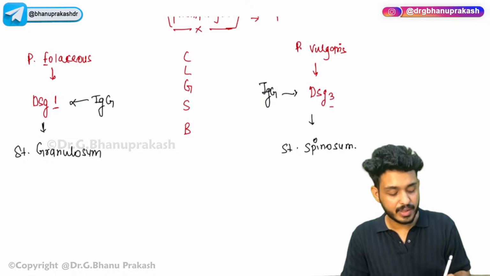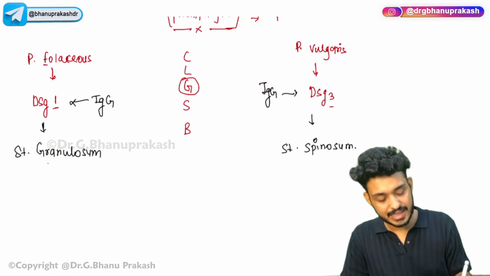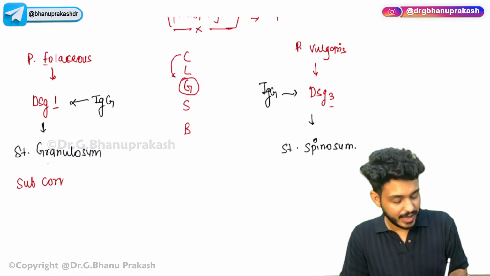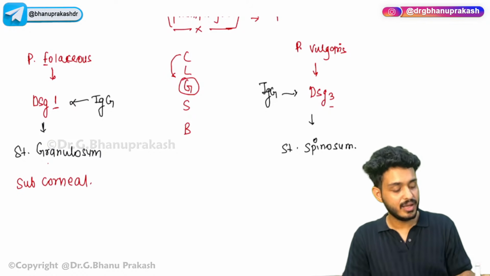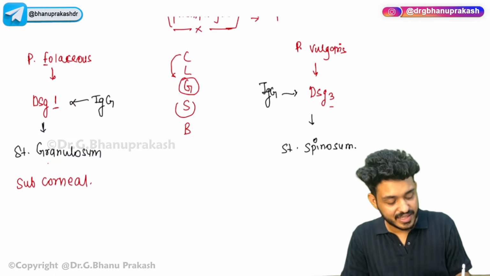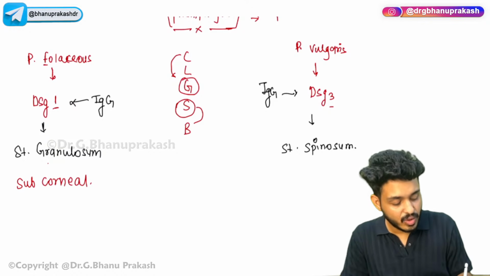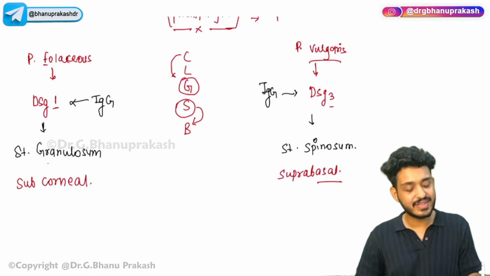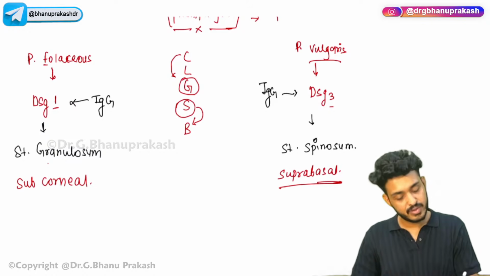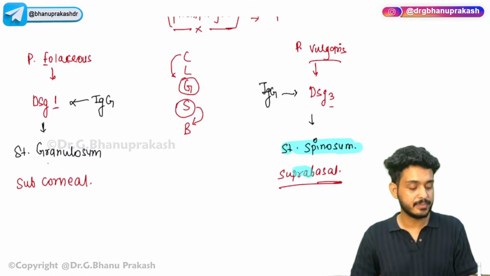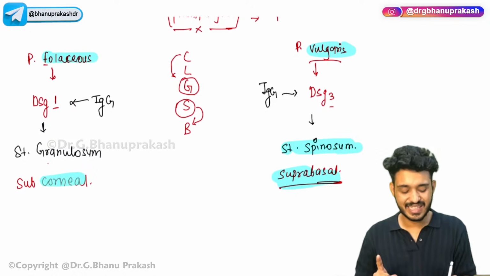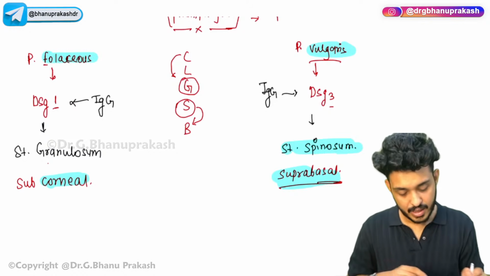Now what you need to remember: stratum granulosum, I can also call it subcorneal bulla. Here the lesion will be in the stratum spinosum, so can I call it suprabasal? Yes, I can call it suprabasal bulla. So just remember, for vulgaris we can also call it suprabasal. If you just remember these two terminologies, okay, vulgaris will be suprabasal, foliaceus will be subcorneal. Simple things. Okay, now what will happen?